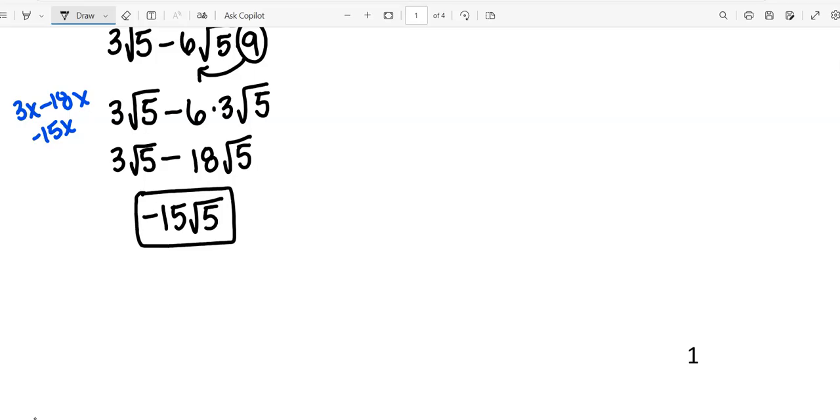Once you simplify your square root as much as you can, it shouldn't change for the rest of your problem. So we simplified it down to the square root of 5. The square root of 5 should not change for the rest of our problem. Questions on that one?